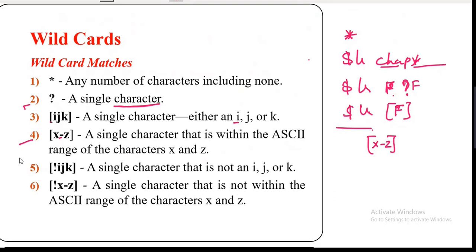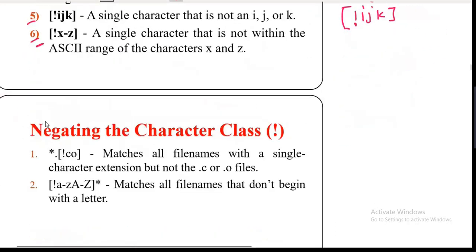Then if you want to list any files that match a single character that does not belong to any of these letters, in that case you have to use the not symbol. Not of I, J, K. Any file it lists should not have the character I, J, K. Similarly, whatever we have discussed in 3 and 4, the negation of that is 5 and 6. Is it clear? That is wildcards. Now we will try to use these to understand better with some examples.